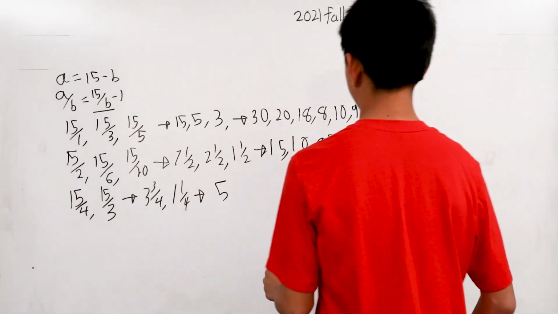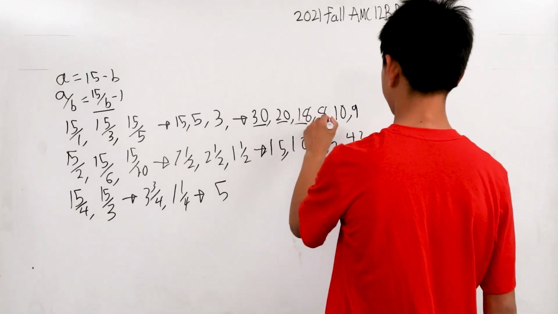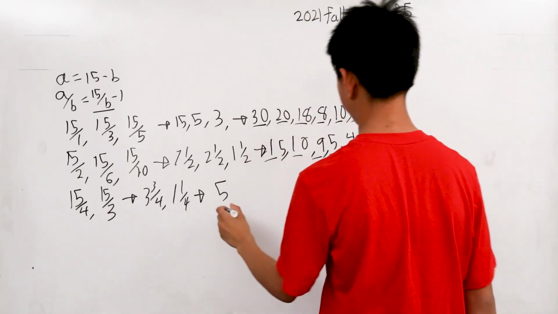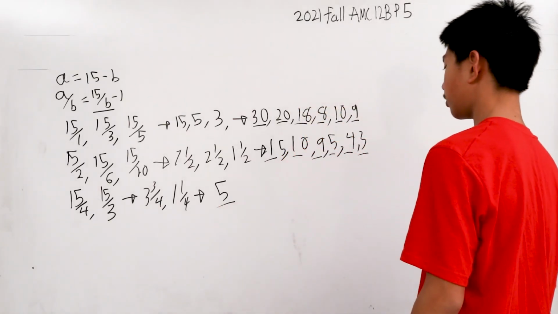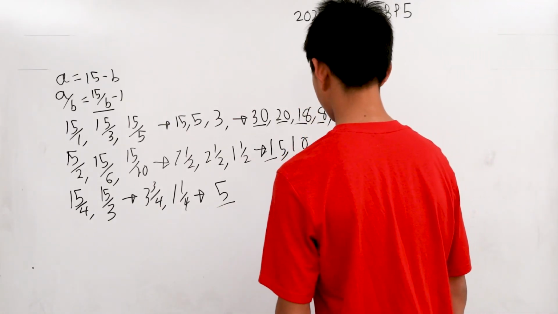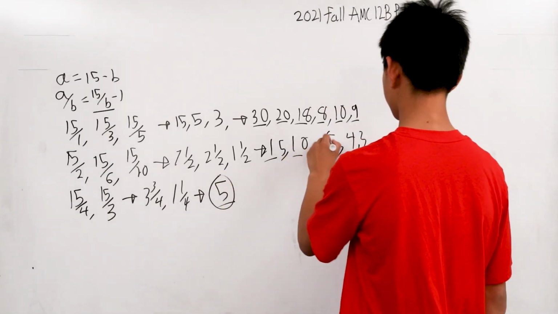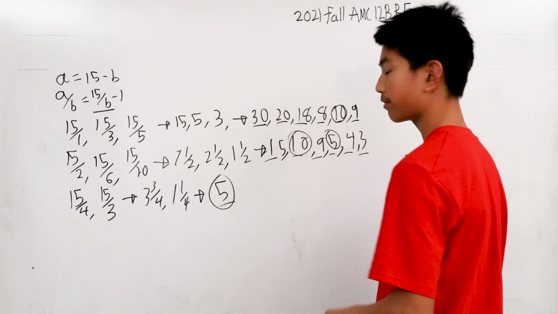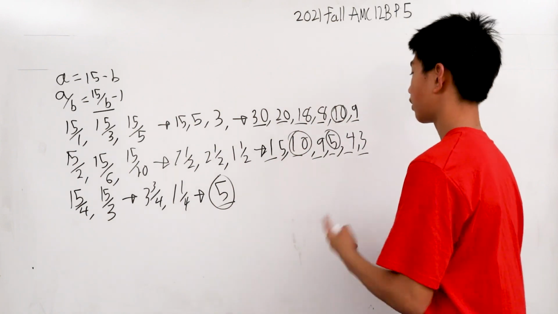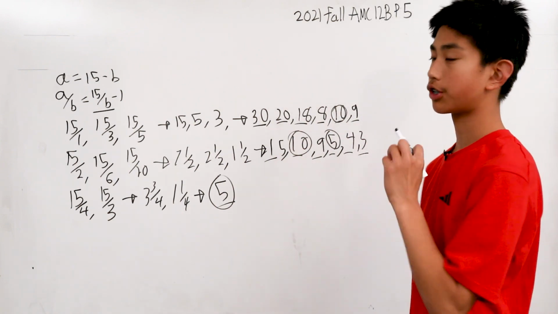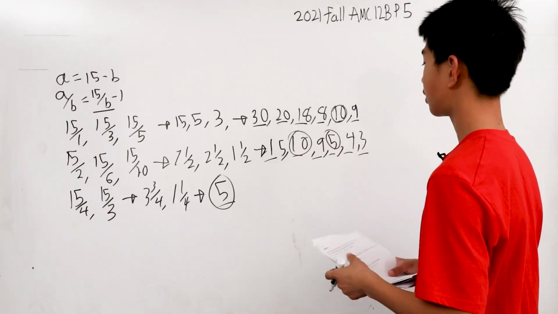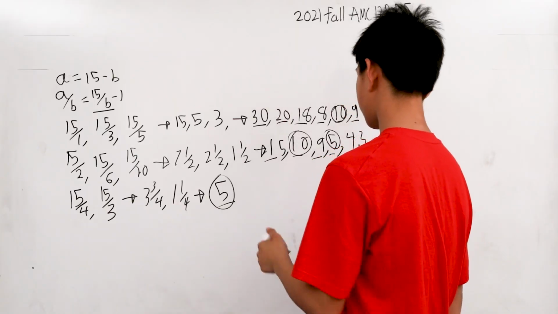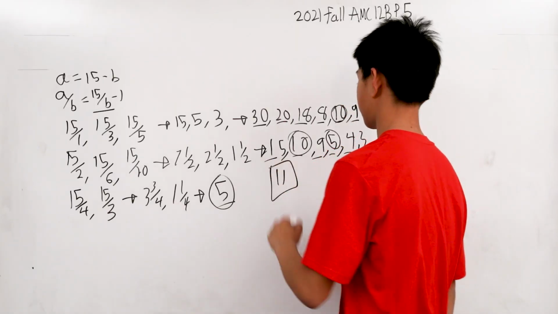Now let's see here. We have 1, 2, 3, 4, 5, 6, 7, 8, 9, 10, 11, 12, 13. But notice, we have 2 5s, and we have 2 10s. That means we have to subtract a total of 2 numbers from the total number of numbers, which is 13, as there's another set of duplicates. So 13 minus 2 is 11, our desired answer for this problem.